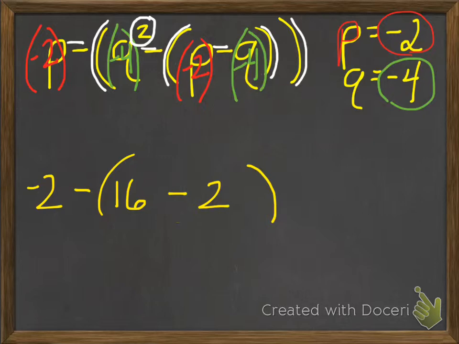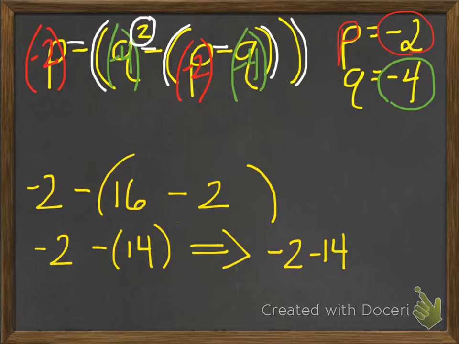Okay, so we do what's in parentheses first, and now we only have one parenthesis. So 16 minus 2 is a good old 14. Now I have -2 minus 14, and minus a +14 is the same as -2 minus 14. Same sign, sum. -2 and a -14 is -16. I know I don't like working sideways, but I kind of have to here. So the final answer is -16.